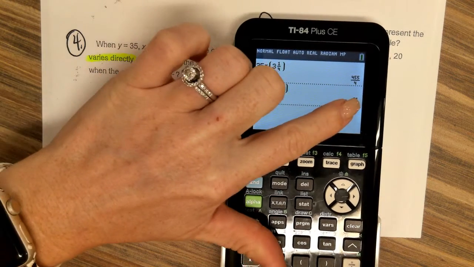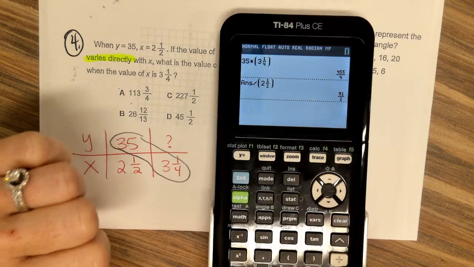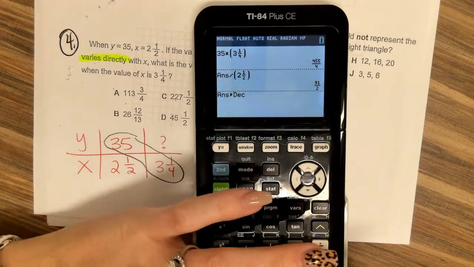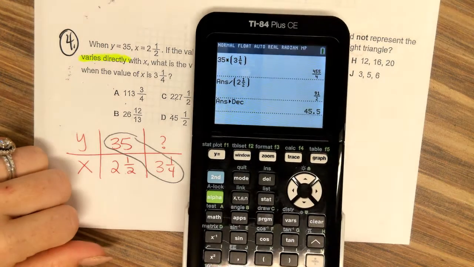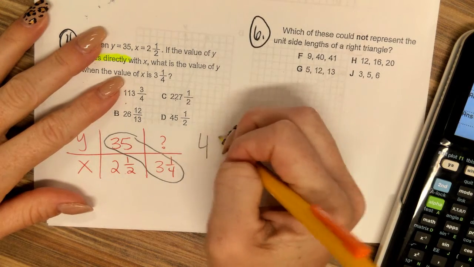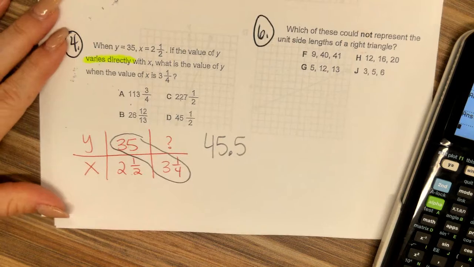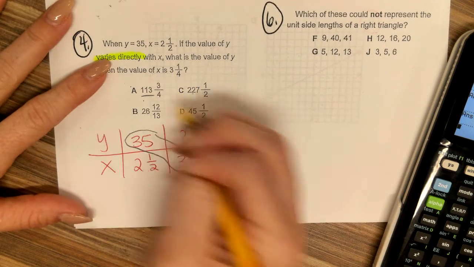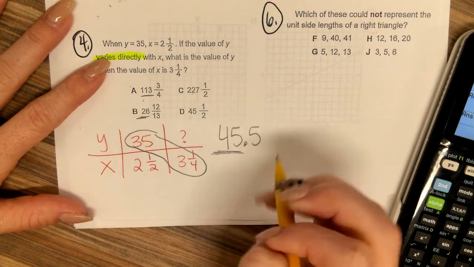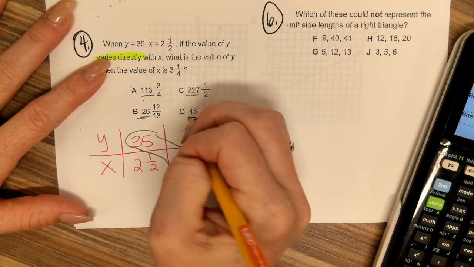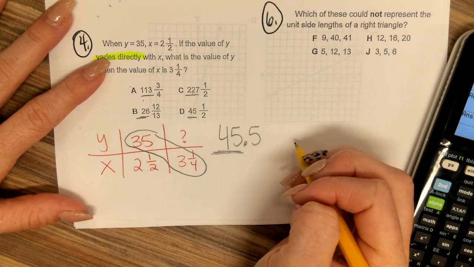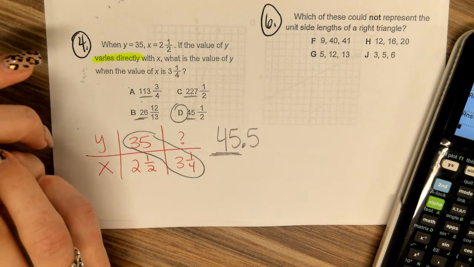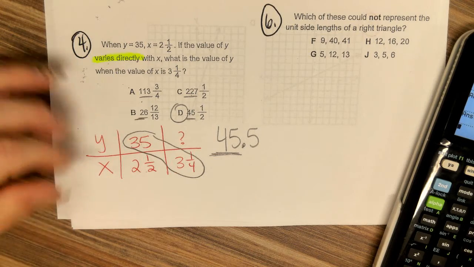So what can I do with this number? Change it to a decimal. Math, decimal, enter. So my answer should be 45.5. That means the whole number is 45. Well, A is 113, B is 26, C is 227. D's whole number is 45, so it has to be D. Are y'all good? All right, move on to number 5.